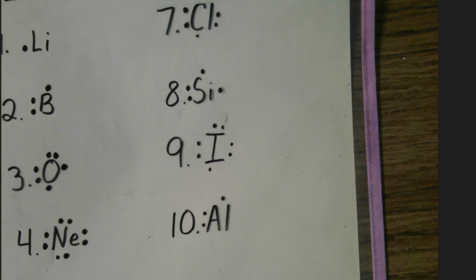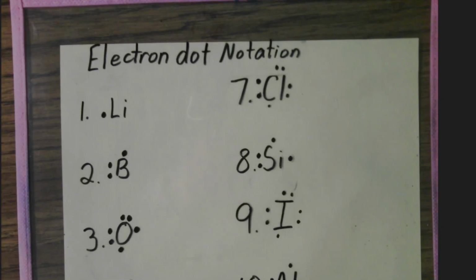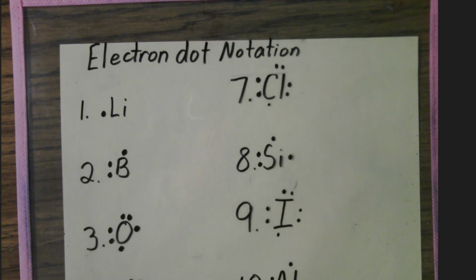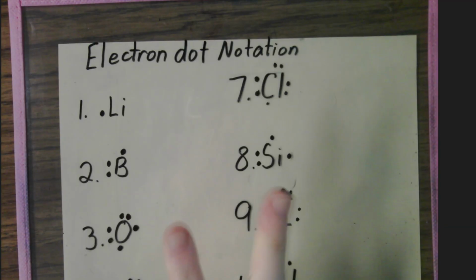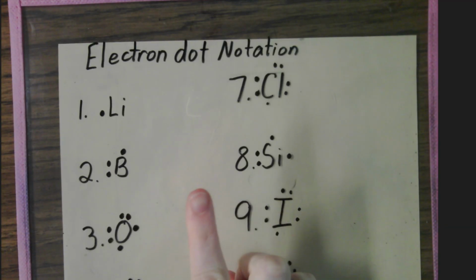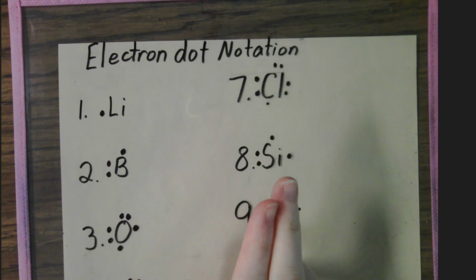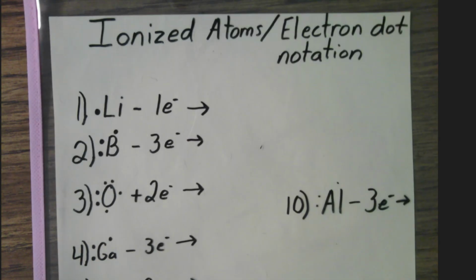Now that's great, the electron dot notation for normal atoms. But what happens if they become ions? By that I mean we have 2 types of ions. We have cations, which are positively charged, and anions, which are negatively charged. So let's take a look at what would happen if we added or subtracted some electrons.